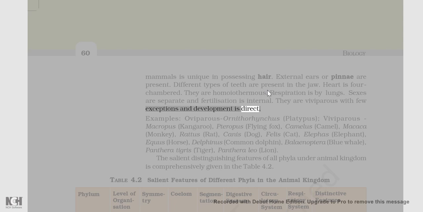Examples: oviparous Ornithorhynchus, platypus; viviparous Macropus, kangaroo; Pteropus, flying fox; Camelus, camel; Macaca, monkey; Rattus, rat; Canis, dog; Felis, cat; Elephas, elephant; Equus, horse; Delphinus, common dolphin; Balaenoptera, blue whale; Panthera tigris, tiger; Panthera leo, lion.